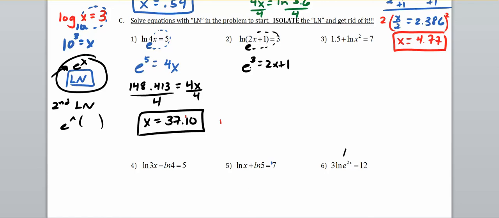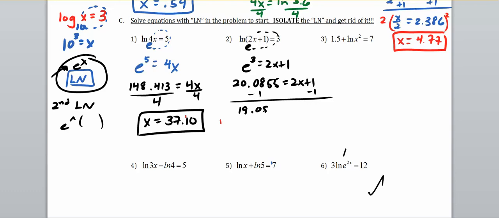Well, on your calculator, do second ln, so I have e raised, put in e to the 3rd. So I'm going to get 20.0855. Keep a couple extra decimal places before you get your final answer. If I solve for x, if I have 2x plus 1, I have to take away 1 first. So just take away 1 from both sides. I get 19.0855 equals 2x. If my ultimate goal is to solve for x, I've got to divide by 2. Since it's 2 times x, divide by 2.